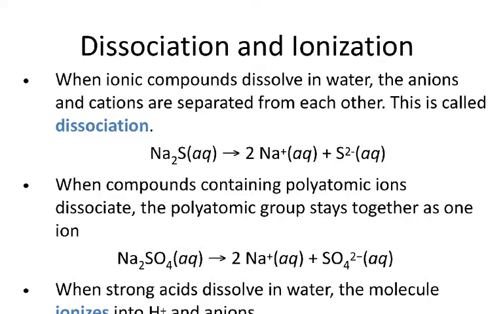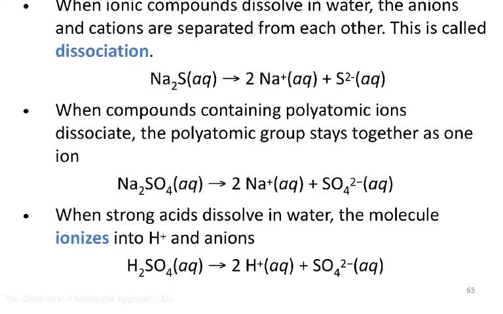Okay, a little bit about the difference between dissociation and ionization. When an ionic compound dissolves, you get anions and cations. That's called dissociation. Polyatomics stay together. Strong acids ionize into H plus and the anions. They don't dissociate. It's just a different term for that.